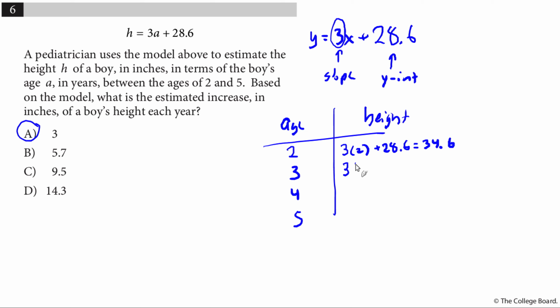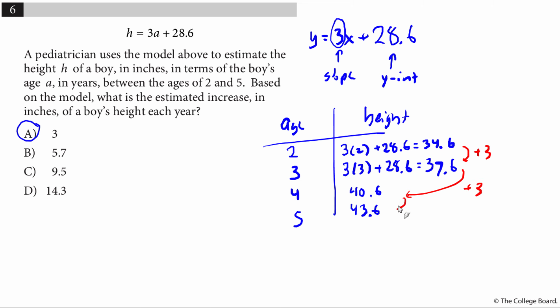At age 3, I would substitute the 3 into my equation. And doing that work, 3 times 3 is 9, plus 28.6 is 37.6. And similarly, when I put in 4, I will get 40.6. And when I put in 5, I'll get 43.6. And you can see each year, the estimated increase is a positive 3. You can see 34.6 to 37.6 to 40.6 to 43.6.